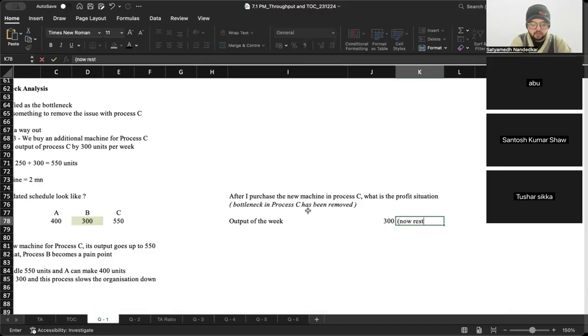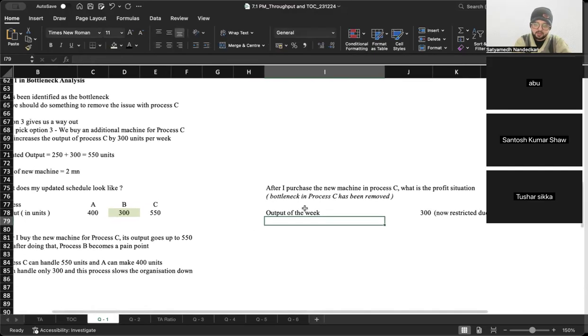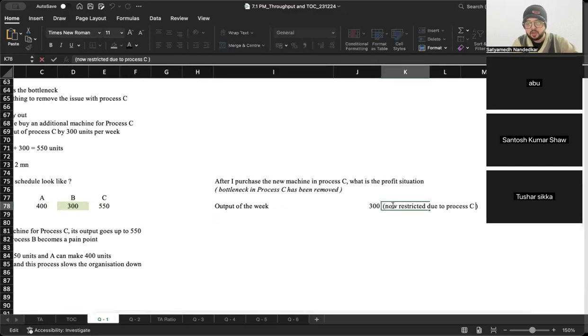Now restricted due to process C. Okay. Now restricted due to process, not C, sorry. Now restricted due to process B. B has slowed me down.